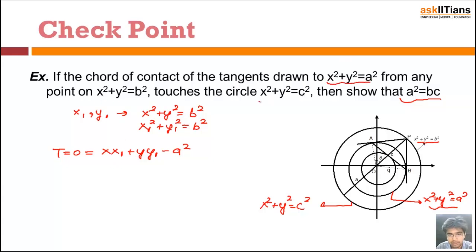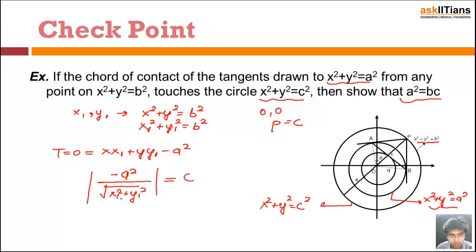Now this chord of contact touches this circle. That means the perpendicular distance from its center, which is (0, 0), has to be equal to its radius, which is c. So the perpendicular distance from (0, 0) to this line is minus a square divided by root of x1 square plus y1 square, and that is equal to c. But x1 square plus y1 square is b square, so a square by mod b is equal to c. That means I can say clearly that a square is equal to bc.